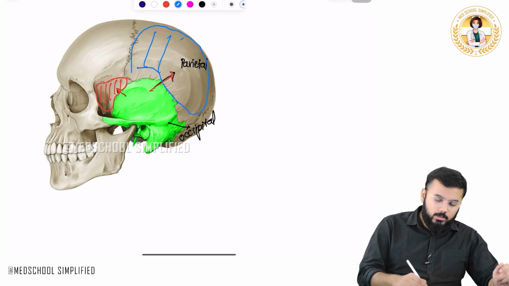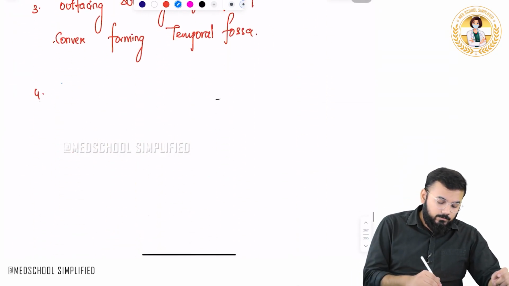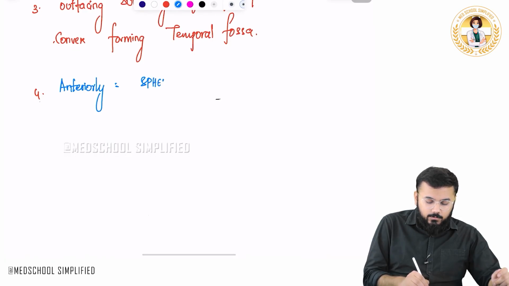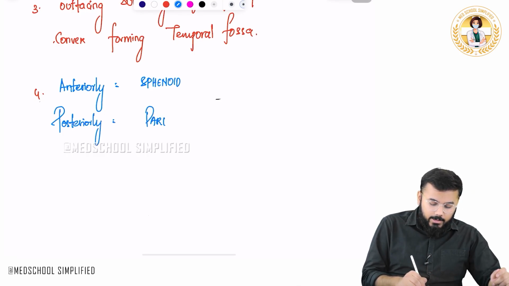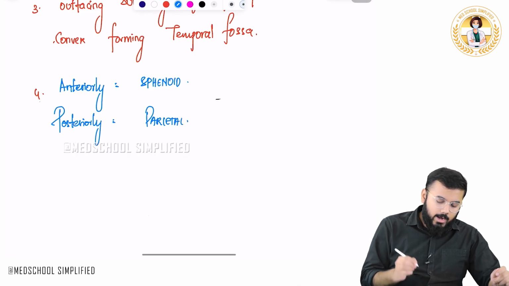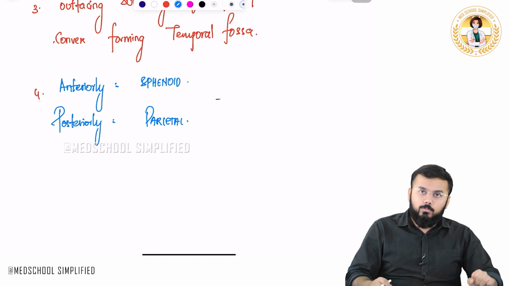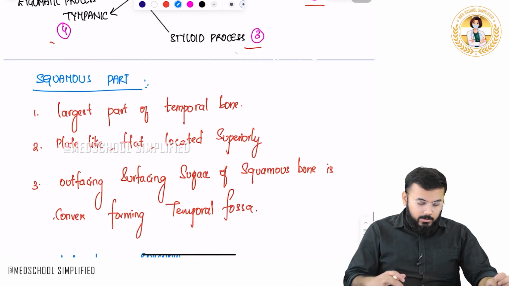So this particular bone is called your parietal bone. Okay, so anteriorly, what bone is it having? It is having the sphenoid bone, and posteriorly, it is having your parietal bone. So anteriorly is the sphenoid and posteriorly it is articulating with the parietal bone. Okay, right. So these are all the important things which you need to know regarding the squamous part.